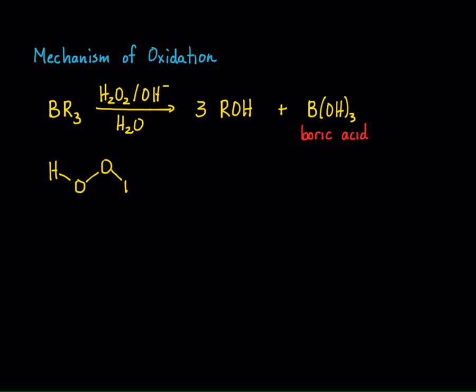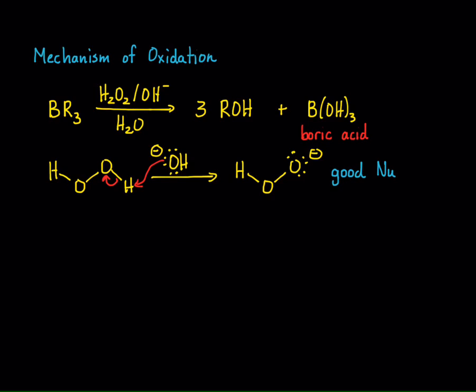The first step of this mechanism is the reaction of hydrogen peroxide with sodium hydroxide or potassium hydroxide, right? So the hydroxide's a base. It's going to remove a proton. I get the conjugate base of hydrogen peroxide. So notice this conjugate base is a good nucleophile.